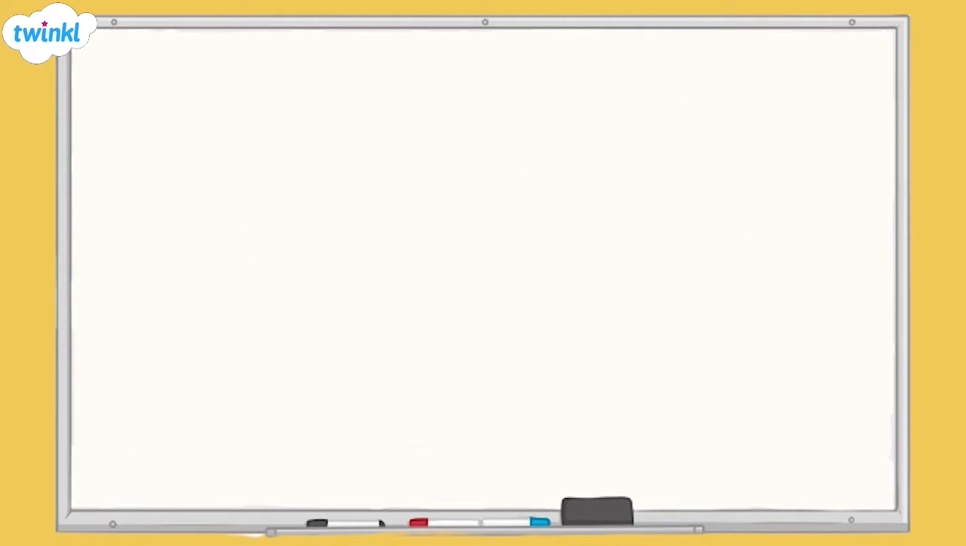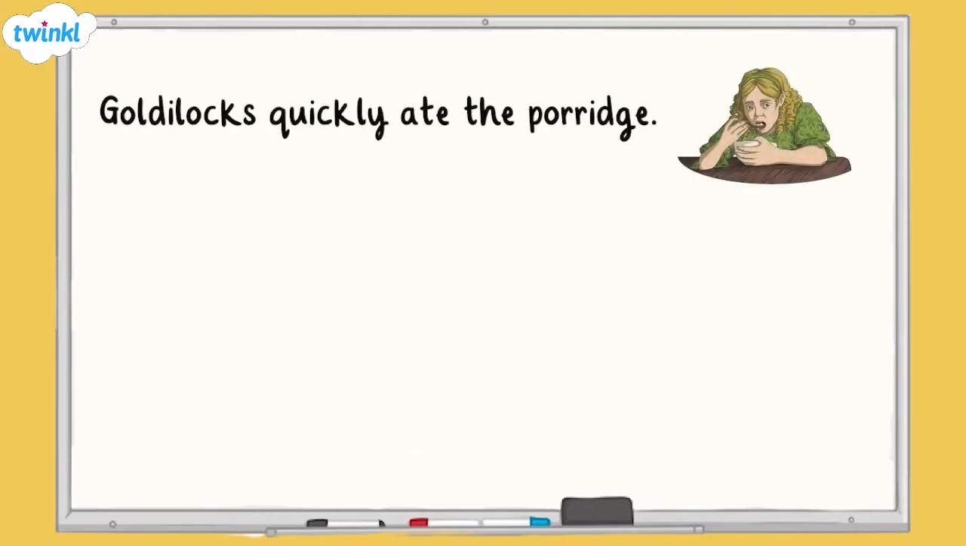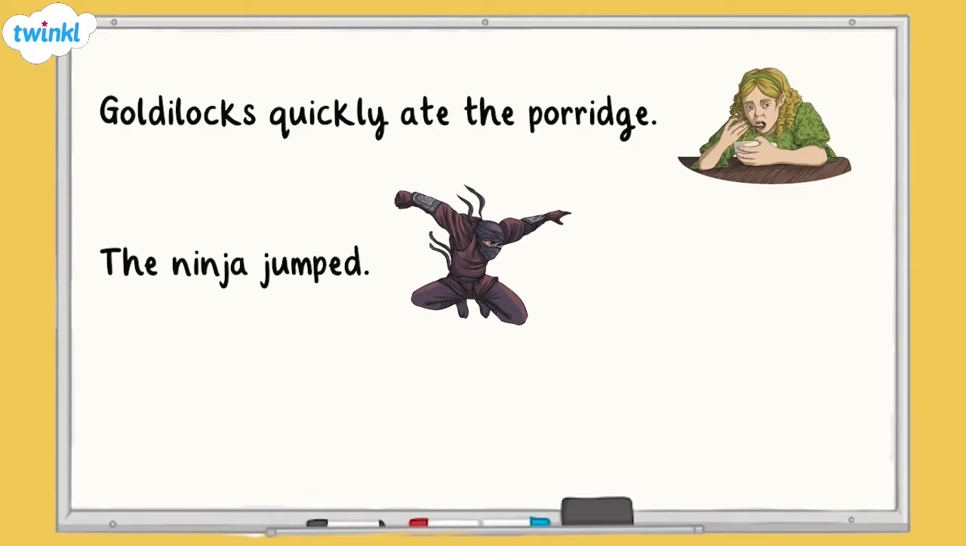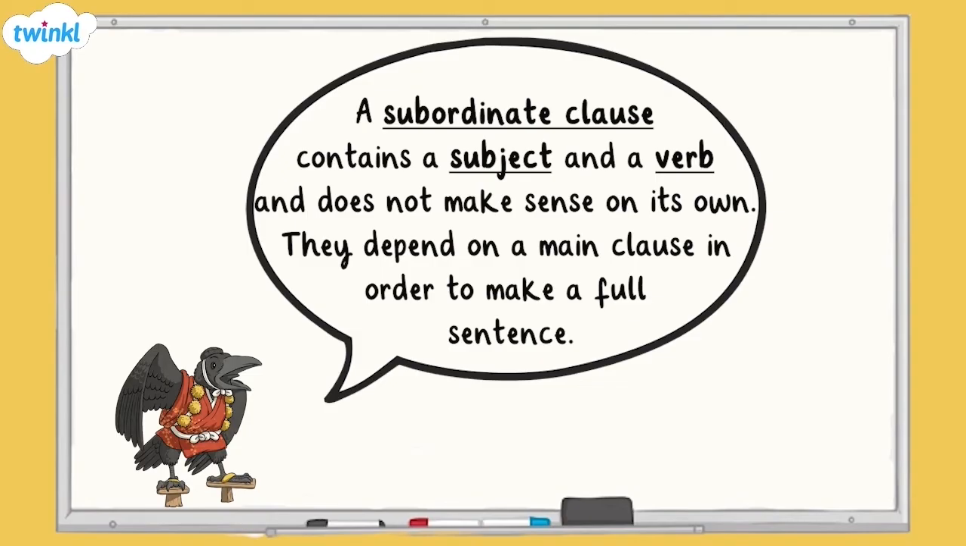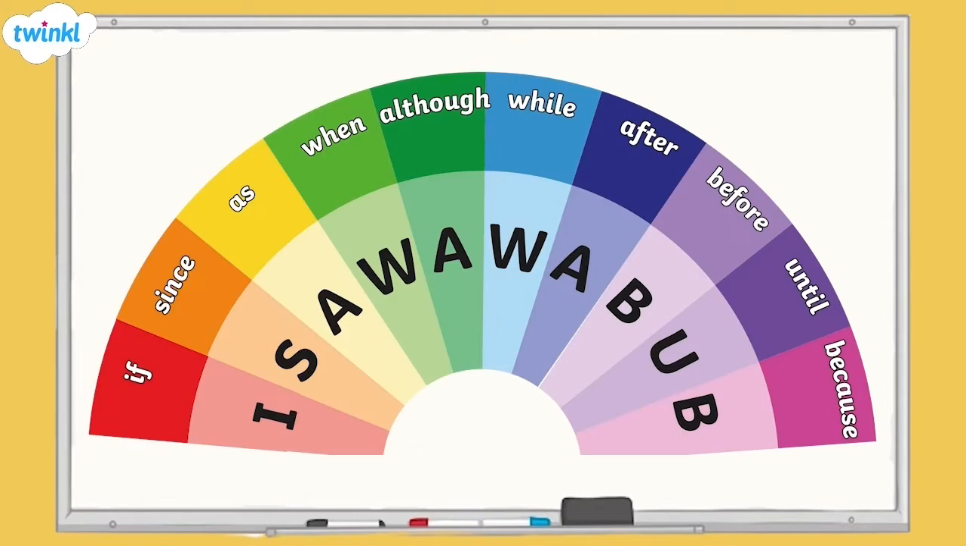For example, Goldilocks quickly ate the porridge. The ninja jumped. A horse was pulling an old fire engine. A subordinate clause contains a subject and a verb and does not make sense on its own. They are sometimes known as dependent clauses because they depend on a main clause in order to make a full sentence. A subordinate clause usually starts with a subordinating conjunction.